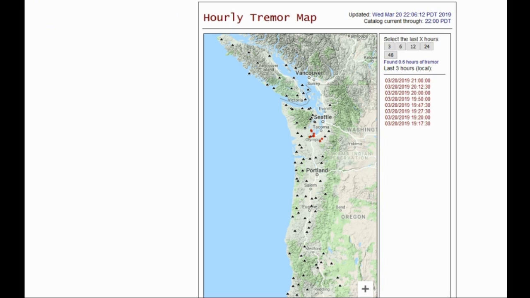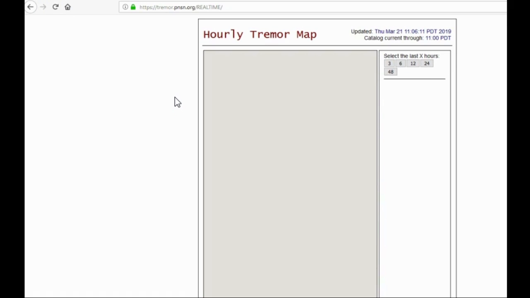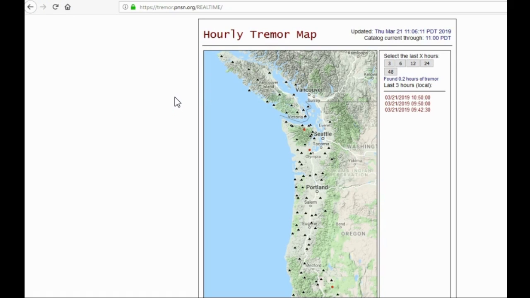And real quick, here we are at the real-time tremor map. Let me press refresh. Now, it did seem like we were having an ETS episode. It was very short-lived, though. Other ETS episodes have been much larger and lasted much longer. So I don't know exactly what caused it. Maybe it was another ETS event. Maybe it was just a little burp before the main event. I don't know, but we should be seeing another ETS event.